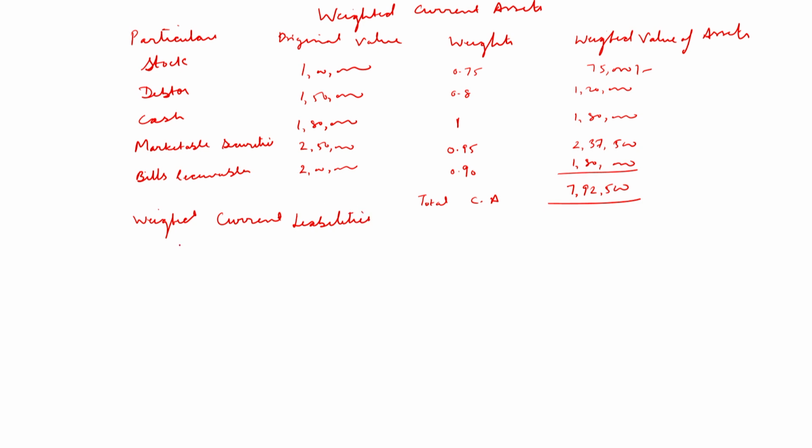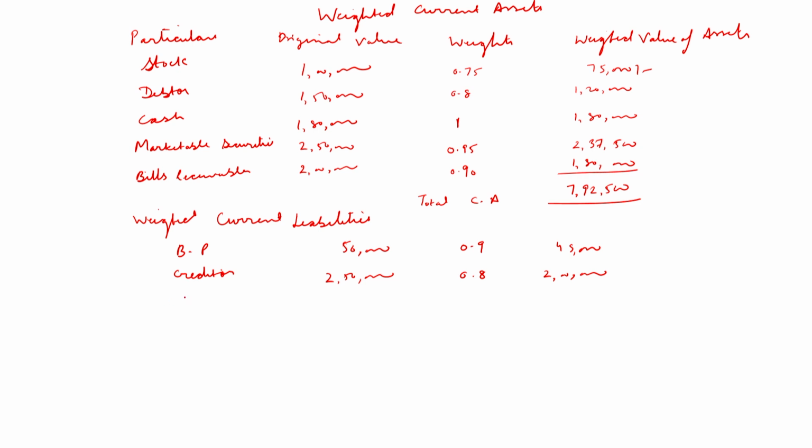So bills payable with the value of 50,000 can be given a weight of 0.9, so it comes to 45,000. Then the creditors, weighted 0.8, the value was 2,50,000 in the question, so it falls to a total of 2 lakh rupees.